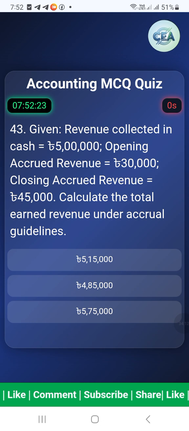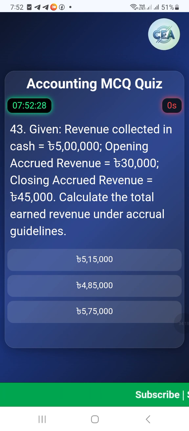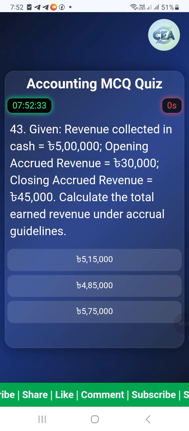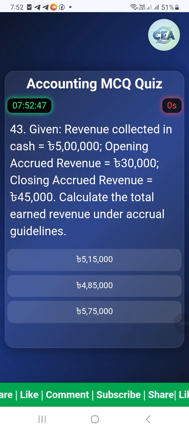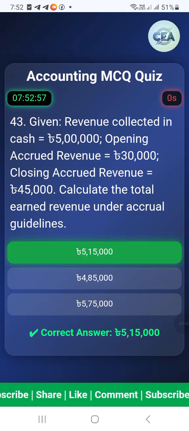43. Given, revenue collected in cash equals 500,000 takas, opening accrued revenue equals 30,000 takas, closing accrued revenue equals 45,000 takas. Calculate the total earned revenue under accrual guidelines. Option 1, 515,000 takas. Option 2, 485,000 takas. Option 3, 575,000 takas. Correct answer is 515,000 takas.